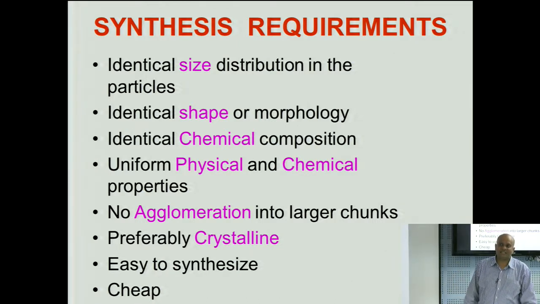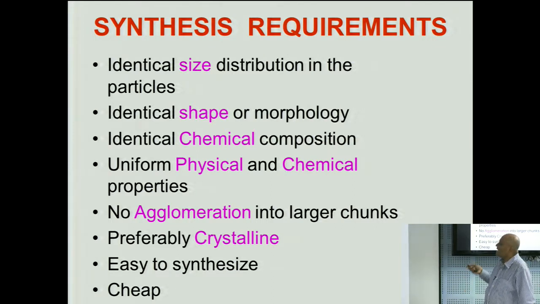Again, it is difficult to do that, the size follows a Gaussian graph, but the majority of them should have that distribution. Preferably you should try to have identical shape. That means, if they are quantum dots, they are all spherical in shape. If they are nanotubes, they are all the same in shape. Identical chemical composition, uniform physical and chemical properties, and no agglomeration into larger chunks, that means coming together. Preferably crystalline, and these last two, easy to synthesize, and finally cheap.